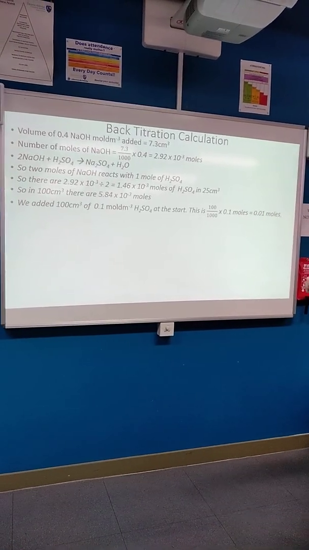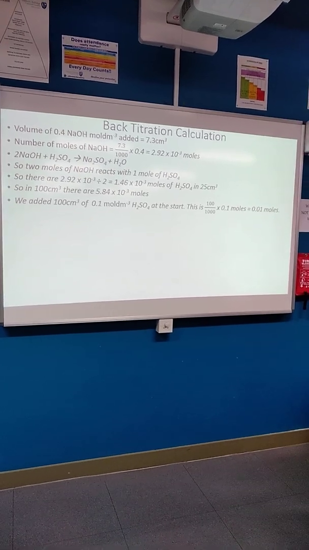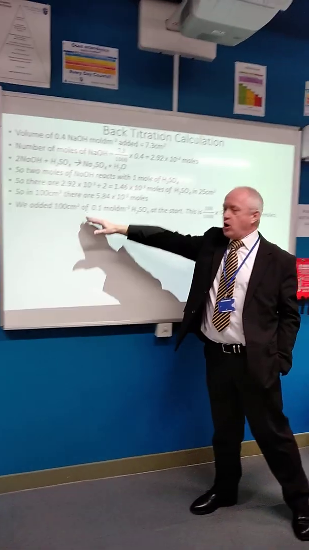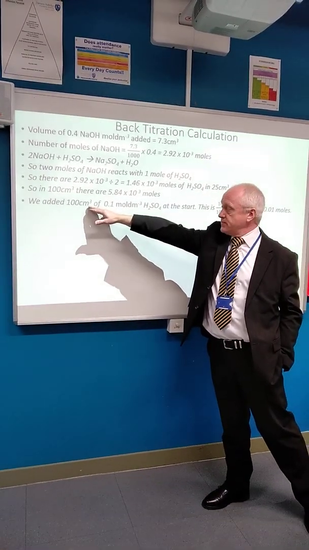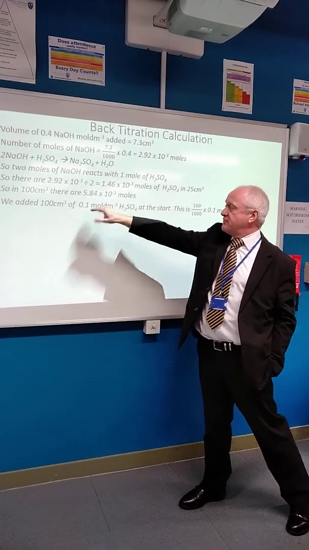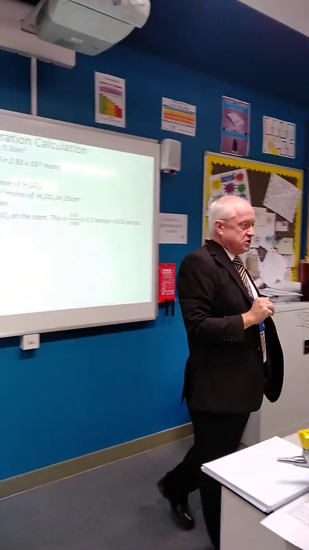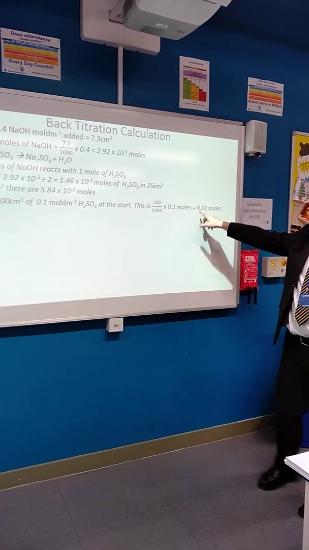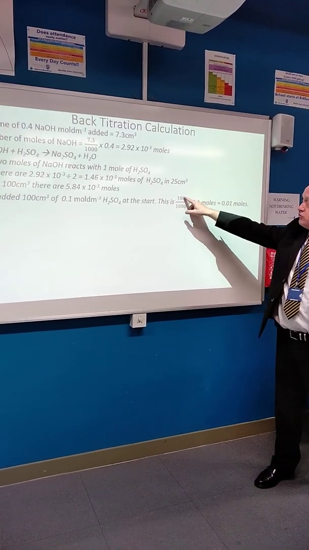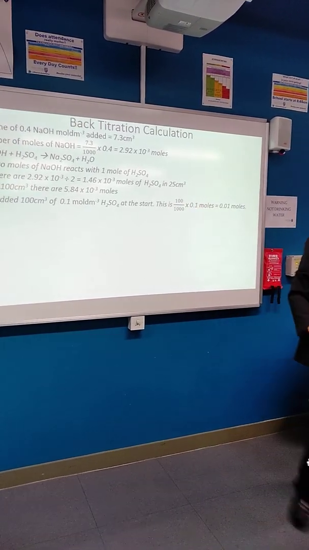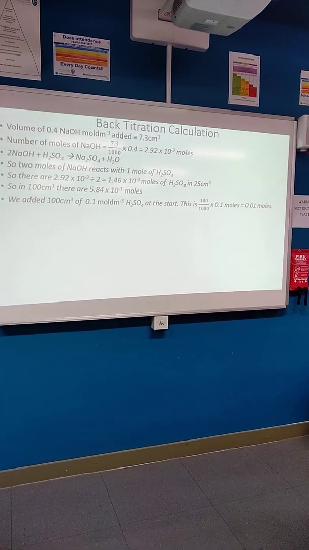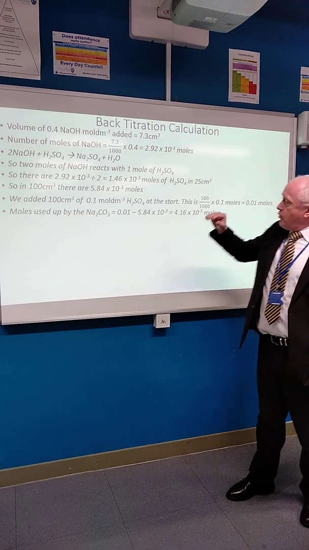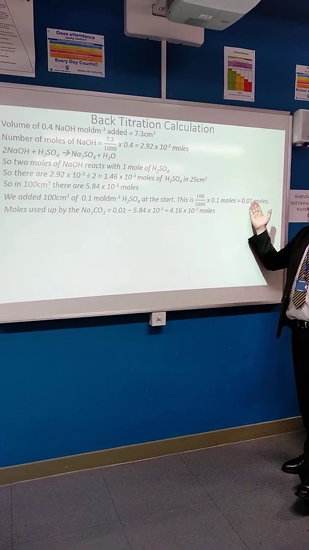We then move on. Now, at the start of this, from our burette, we added 100 cubic centimetres of 0.1 moles per decimetre cube. Well, that is 0.01 moles. The calculation is there: 100 divided by 1,000 times 0.1. Now, we started off with this much.